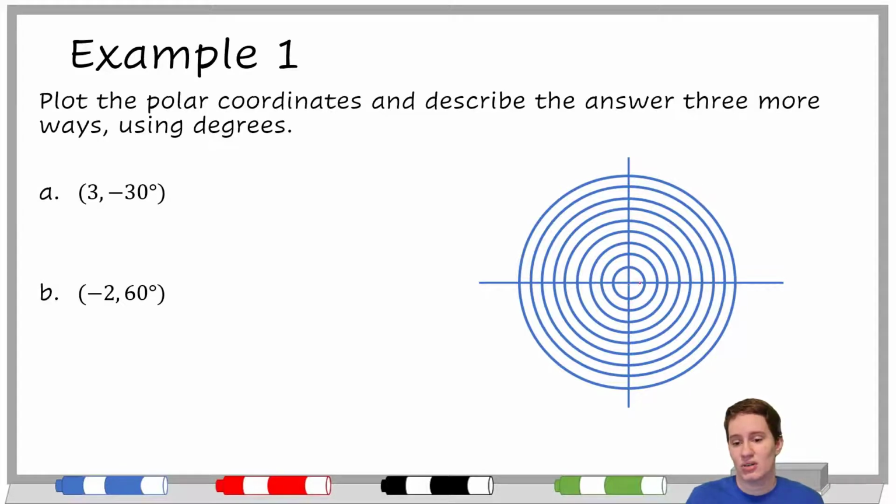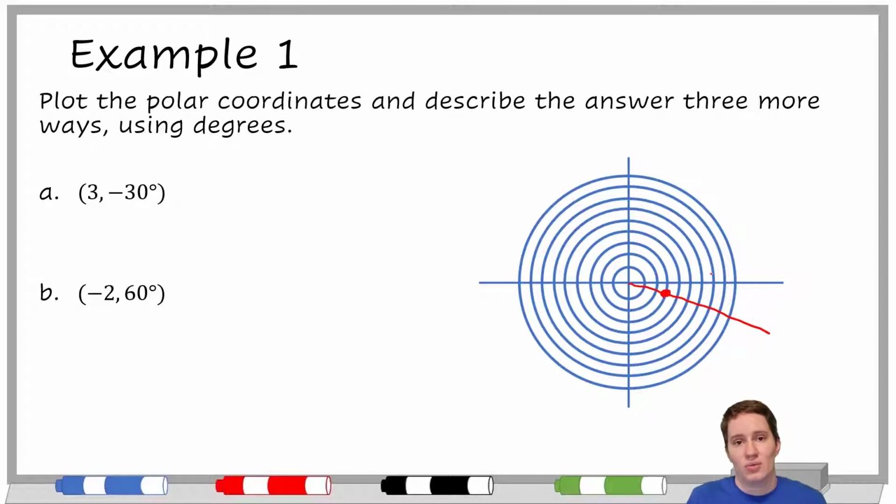So negative 30 degrees is going to go clockwise 30 degrees. And again, this is approximate, so I can just make a line that looks like it's negative 30 degrees. And then I follow that line out for the radius 3 spots. So I'm going to count out 3 circles. 1, 2, 3. If you do not have this kind of graph paper handy, you could probably find it on the internet pretty easily by Googling blank polar coordinate graphs.